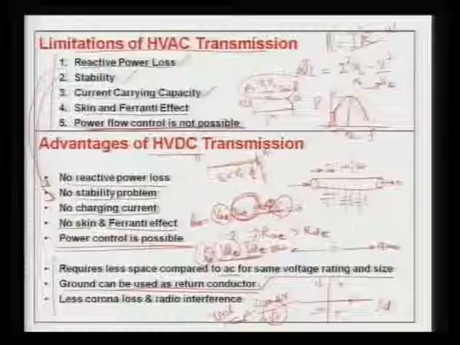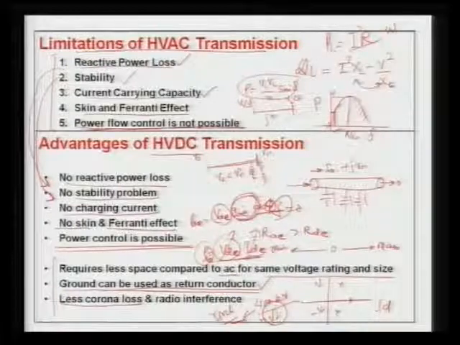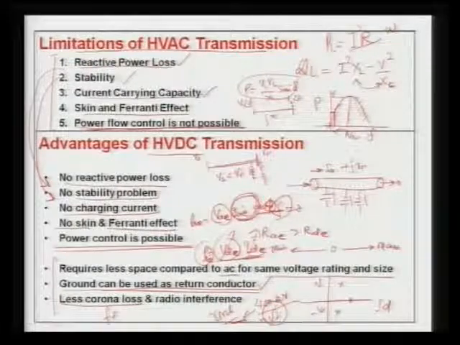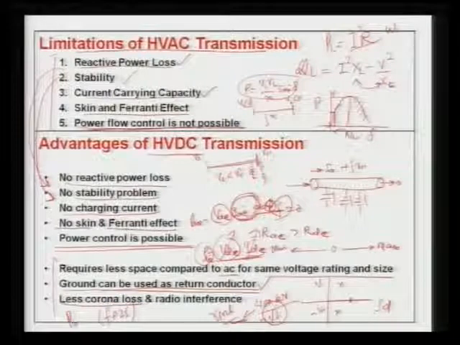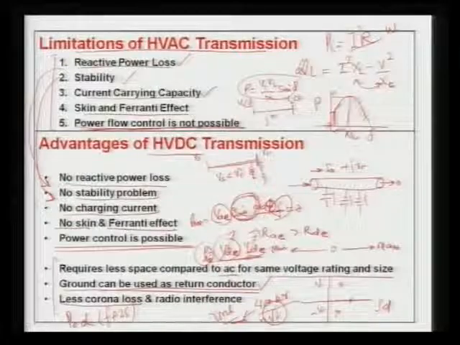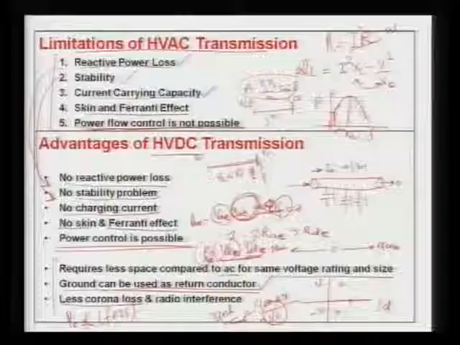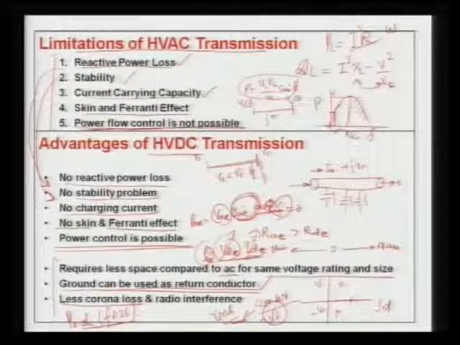Another advantage is less corona loss, because the corona loss is always proportional to f plus 25. In DC, f is 0, and in AC, f is 50 or 60 hertz. So there is more loss in an AC system compared to a DC system. The corona loss in an HVDC system is less compared to an AC system.